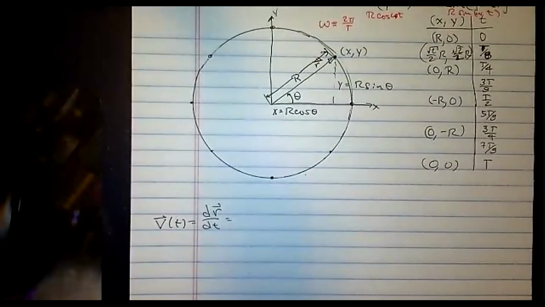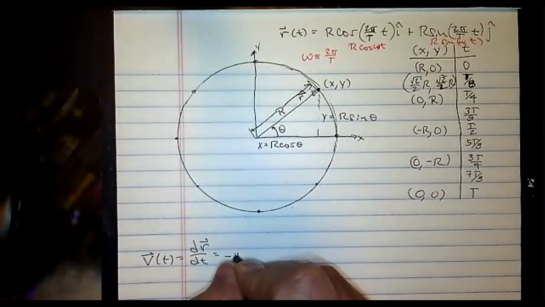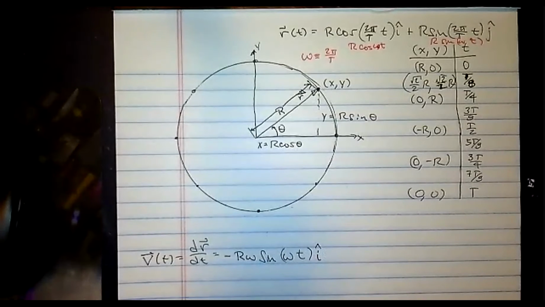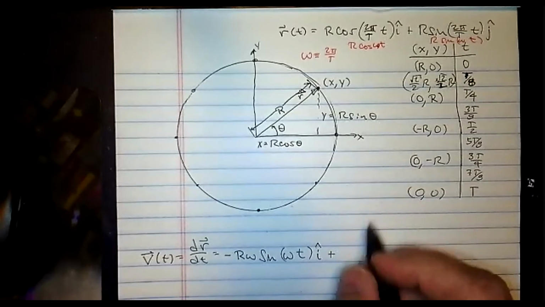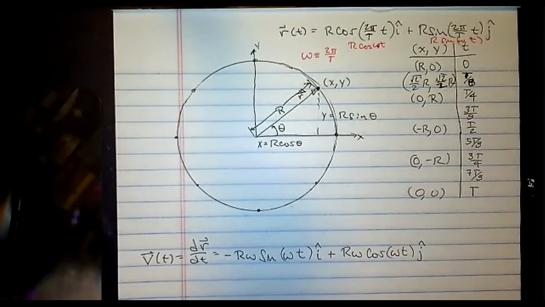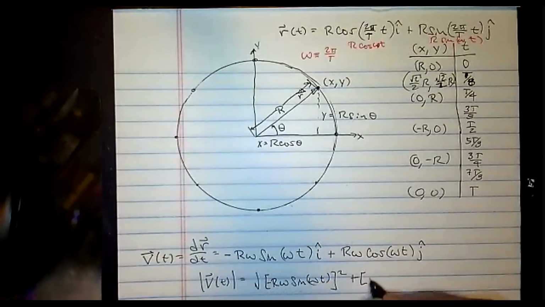So does anybody have a derivative of the first x component here? Okay, that's what you should get, because the derivative of cosine is negative sine, but then the derivative of omega t with respect to t is just omega, so I got negative R omega sine omega t. Over here, I'm going to get positive R omega cosine omega t j hat. Now here's the cool part. If I want to take the magnitude of v of t, that's going to be equal to the square root of negative R omega sine omega t, all that squared, plus R omega cosine omega t, all that squared.